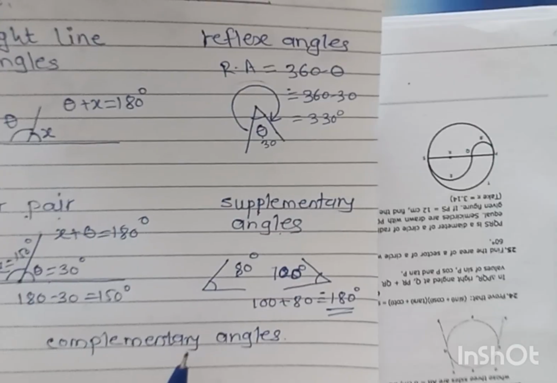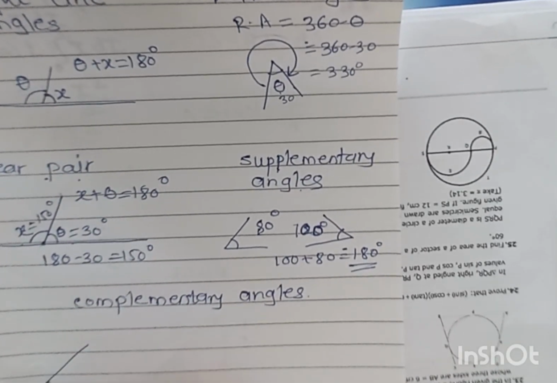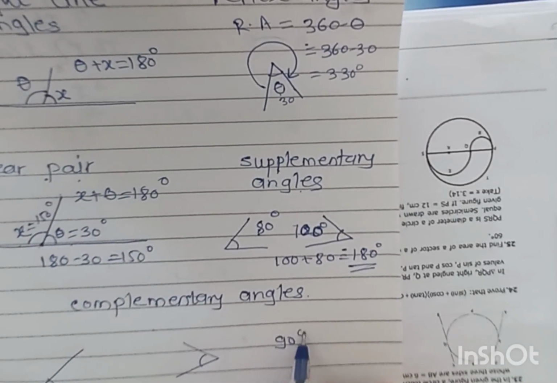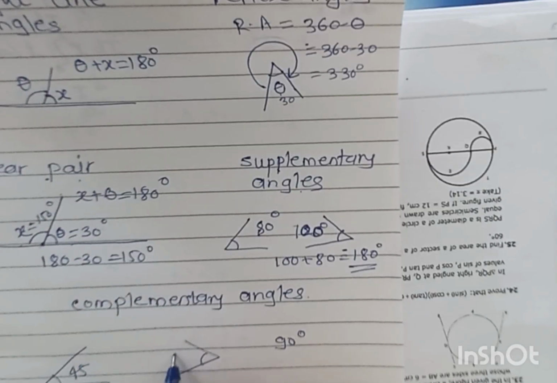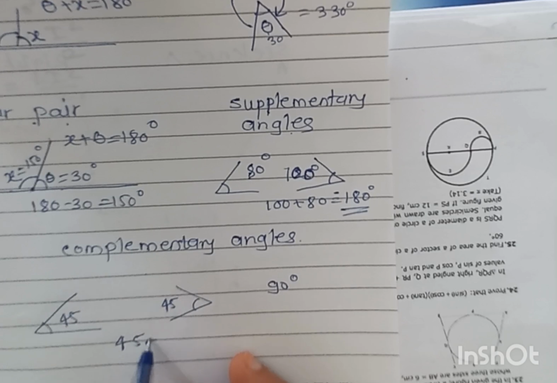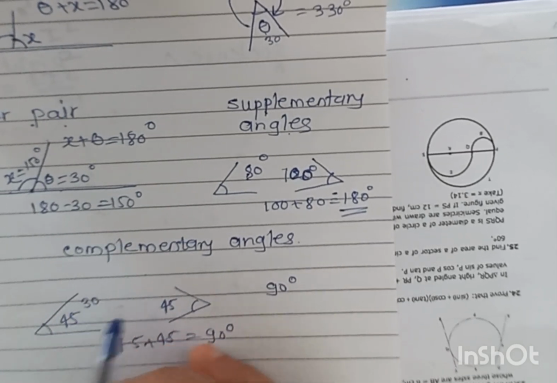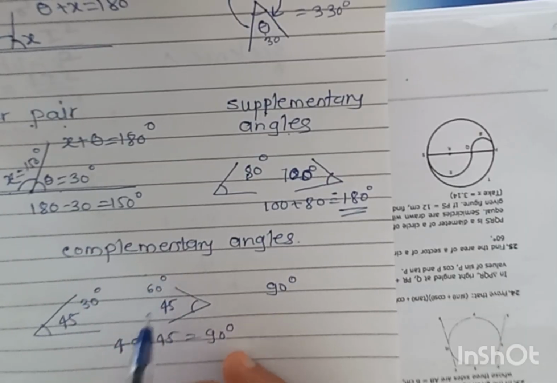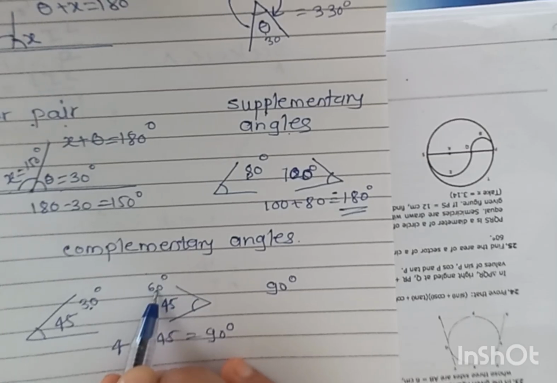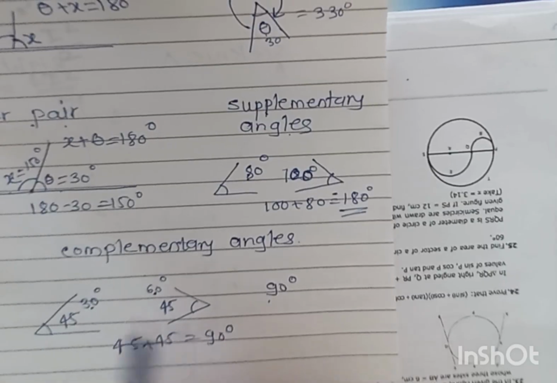So those are supplementary. Now the next part is complementary angles. In complementary angles the angle sum should be exactly 90 degrees. Suppose this angle is 45 and this angle is also 45. Just by adding 45 and 45, we get 90 degrees. And suppose here we have 30 degrees and here we have 60 degrees, again 30 plus 60 is nothing but 90 degrees. So here the sum should be exactly 90 degrees, then only can we call those angles complementary angles.